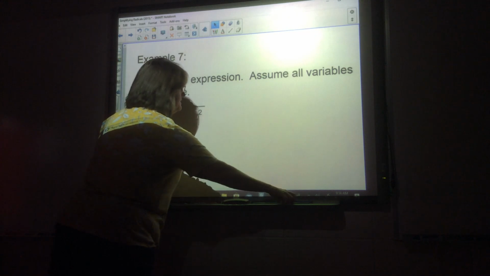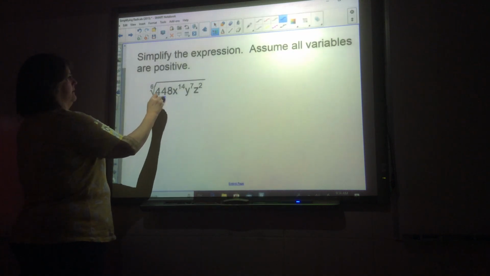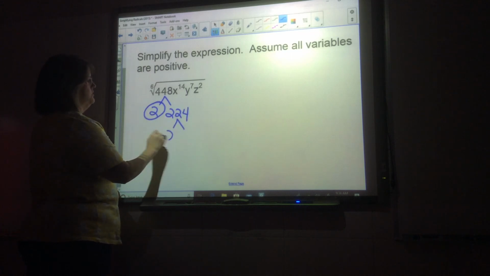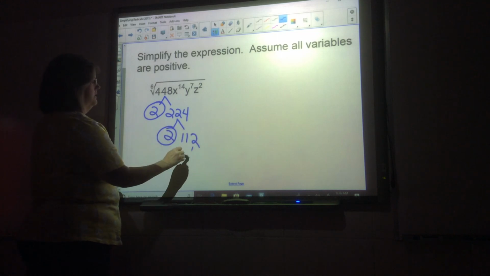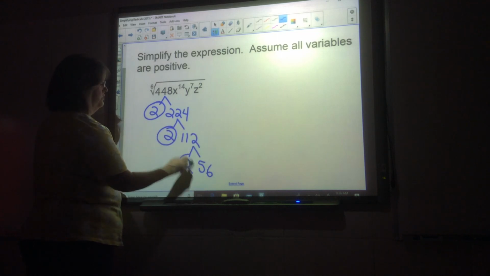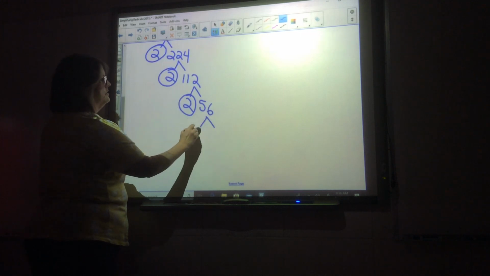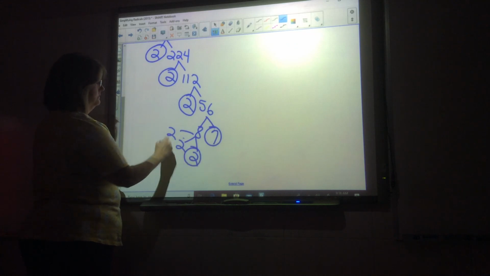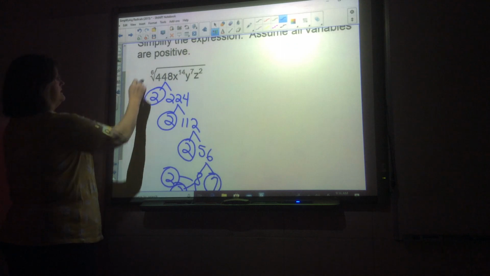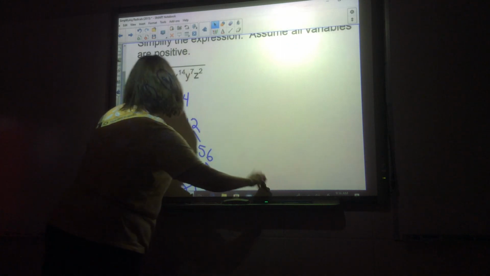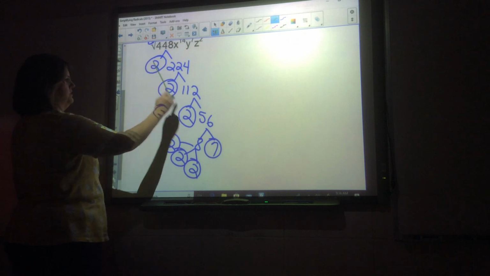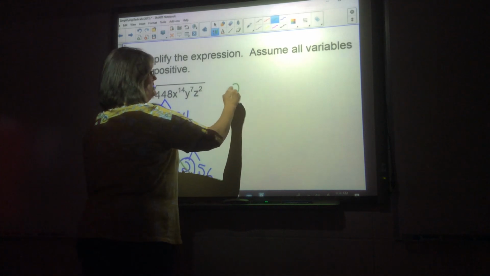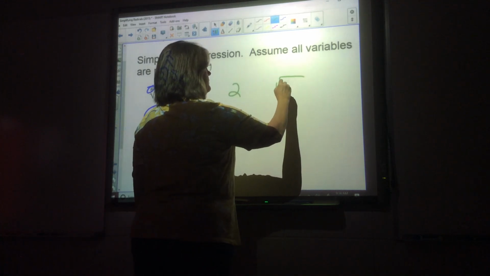Okay, this goes to the 6th power, so let's work it. This is 2, and then 2 and 24, and then 2 and 112, and 2 and 56. Now you don't have to keep using 2s, that's just what's coming to me. You can use whatever number you want that divides evenly. All right, now I need 6 of the same number. So 1, 2, 3, 4, 5, 6. All right, 2 comes out and 7 stays inside. So 2 on the 6th root of 7.